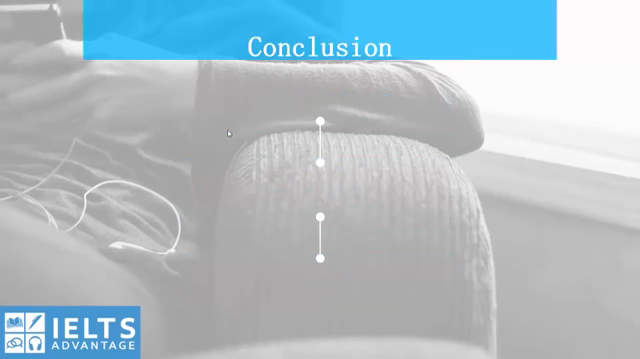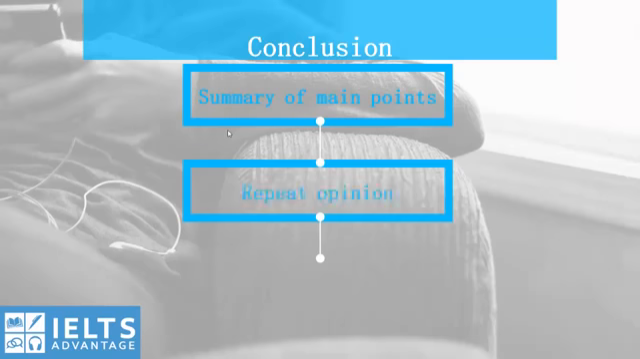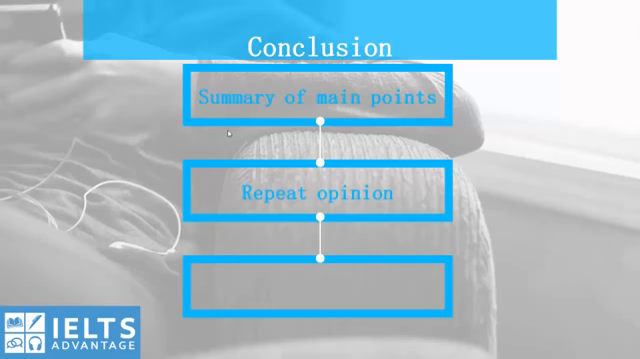Now your conclusion should have 2 things. First, it should have a summary of your main points. Next, it should have your opinion again, and then you're done. So just 2 things, 2 sentences in the conclusion: summary of your main points and reiterate your opinion.